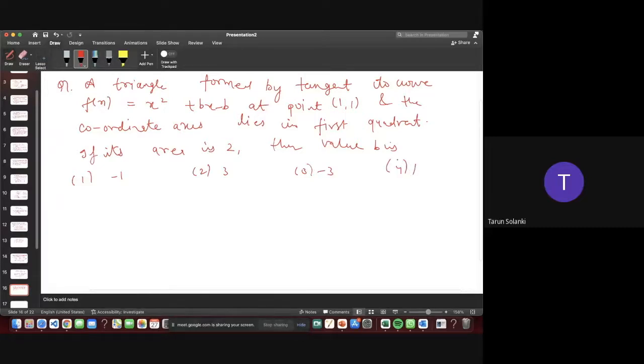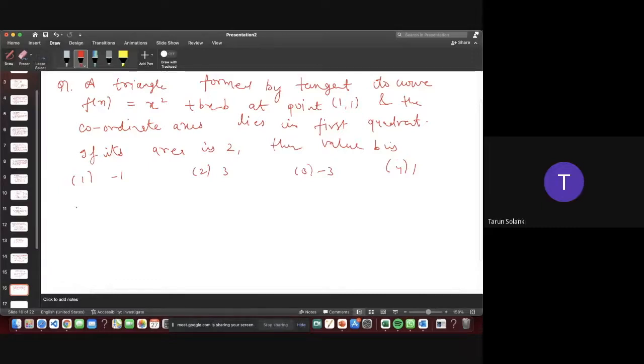So the question is, a triangle formed by the tangent to the curve f(x), the equation is x square plus bx minus b at the point 1, 1. Need to remember the points are same, and the coordinate axis lies in the first quadrant, and if its area is 2, then we need to find the value of b.